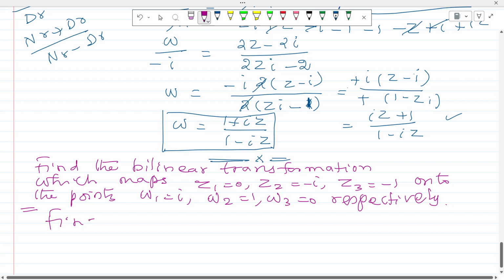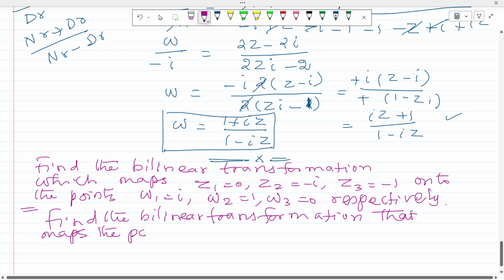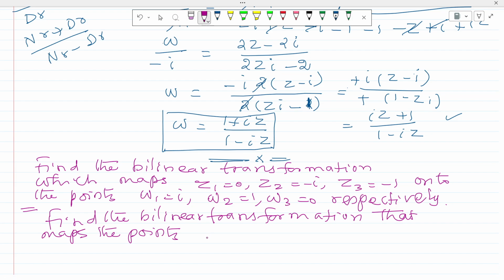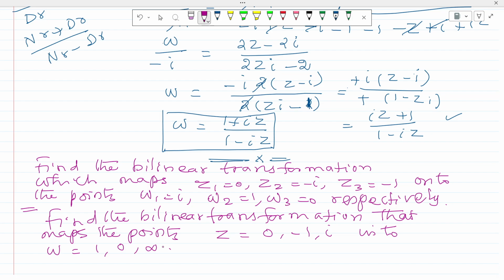Find the bilinear transformation that maps the points z equal to 0, minus 1, I into W equal to 1, 0, infinity. Please make note down these problems.